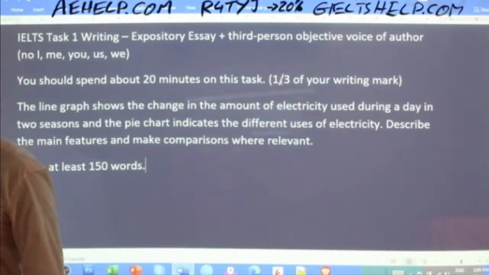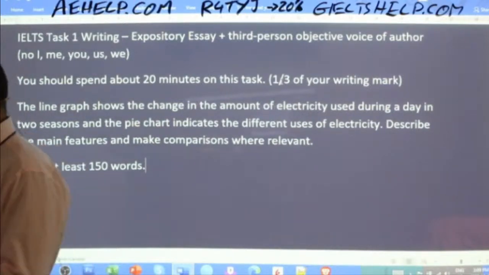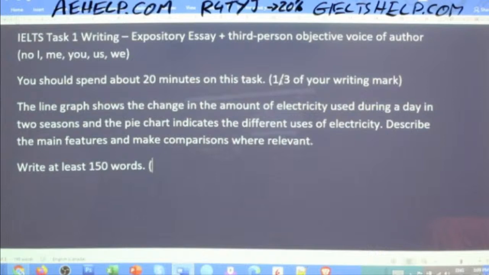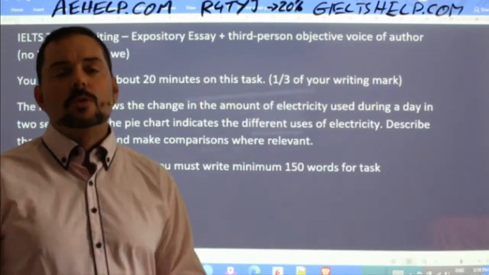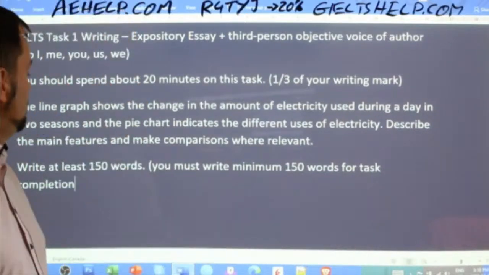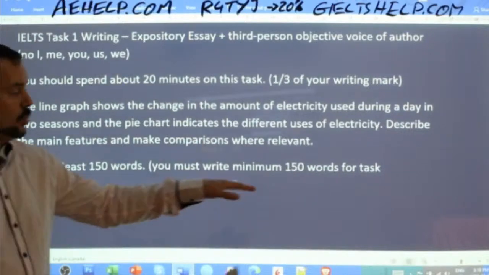Okay, write at least 150 words. So that means minimum 150 words. So this means you must write minimum 150 words for task completion. Okay, so task 1, task 2, you get graded on what's called task completion. Part of task completion is the word limit.